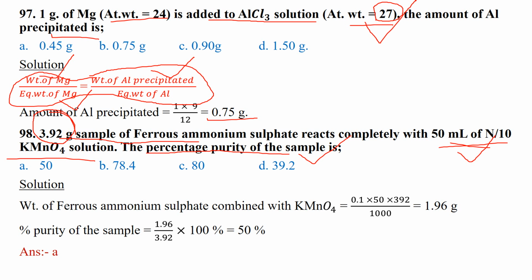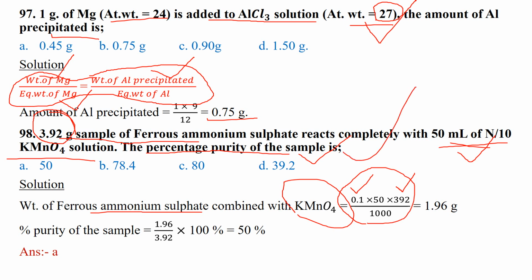So we have to calculate the weight of ferrous ammonium sulfate combined with KMnO4 by using the formula NEV/1000. What is the normality of KMnO4? That is 0.1. And what is the equivalent weight of ferrous ammonium sulfate? That is 392. We have already discussed the formula of ferrous ammonium sulfate and the calculation of its molecular weight and equivalent weight. In redox titrations, the equivalent weight of ferrous ammonium sulfate is equal to its molecular weight. This is an important example of redox titration.